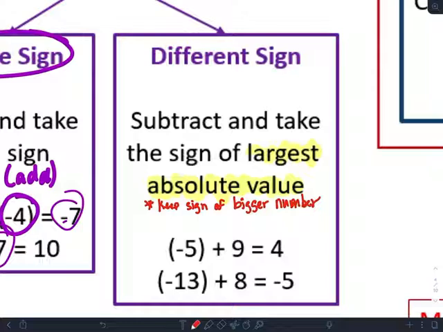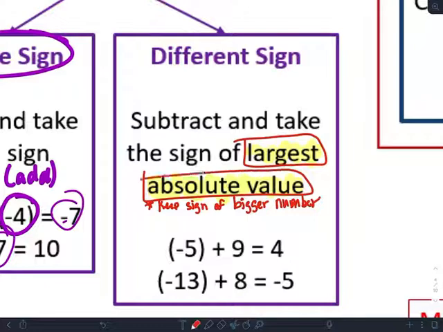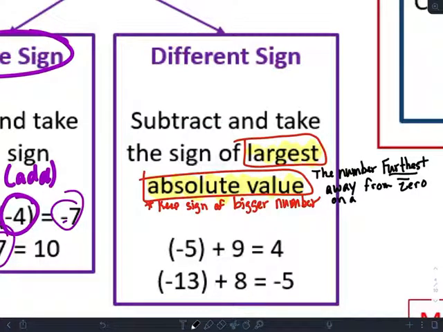Well, the largest absolute value. Mathematically, what this means is the number furthest away from 0 on a number line. That's what it means.